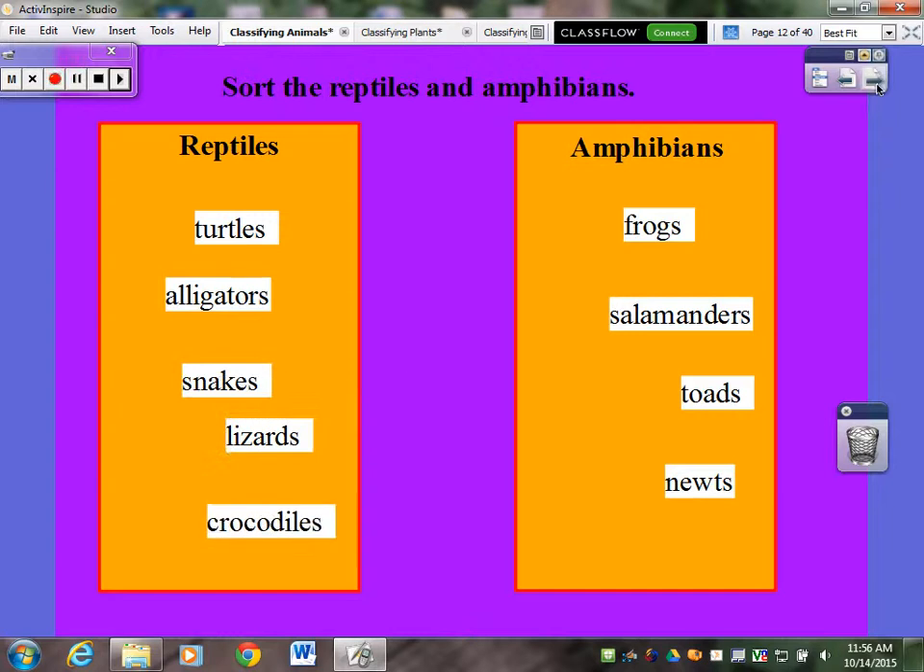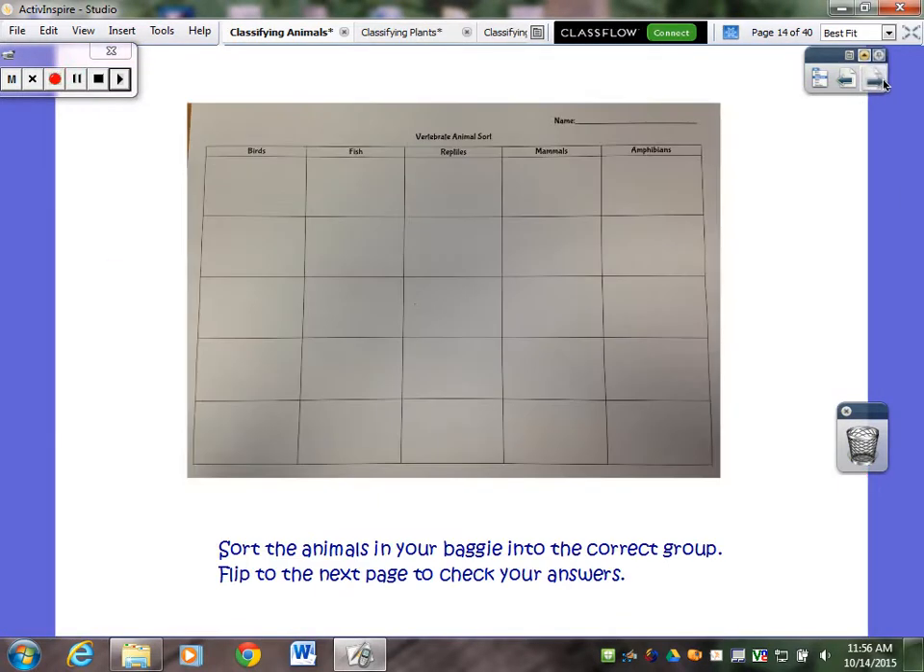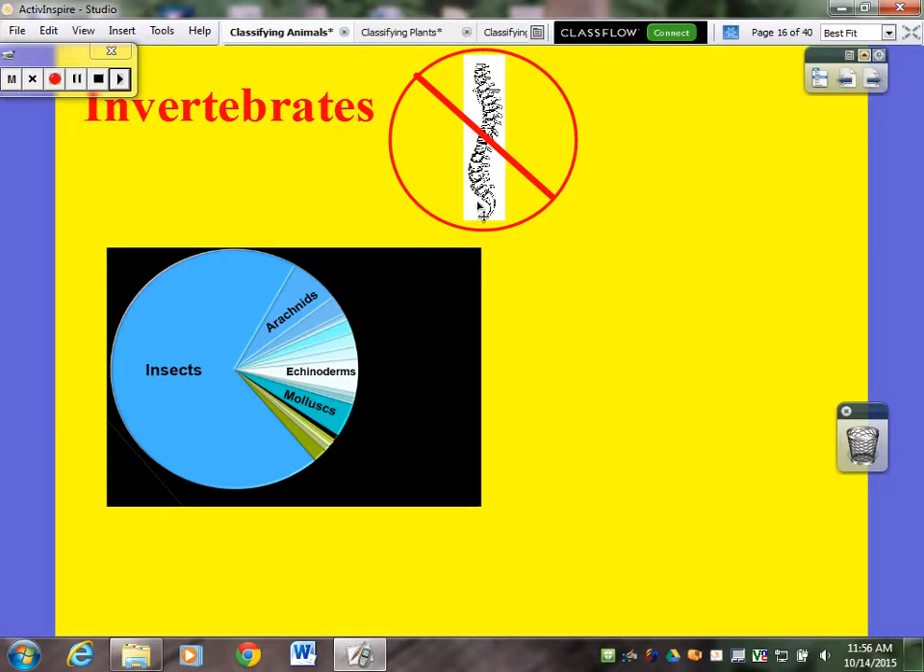Excellent job, Miss McKnight. All right. Next up, we're going to take a look at one of my favorite giant groups of invertebrates. So these are all animals without backbones.